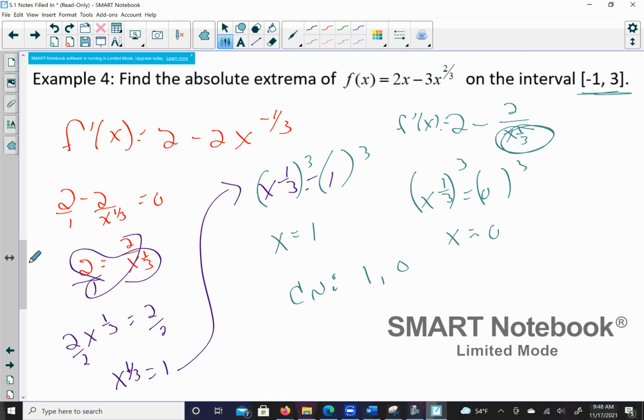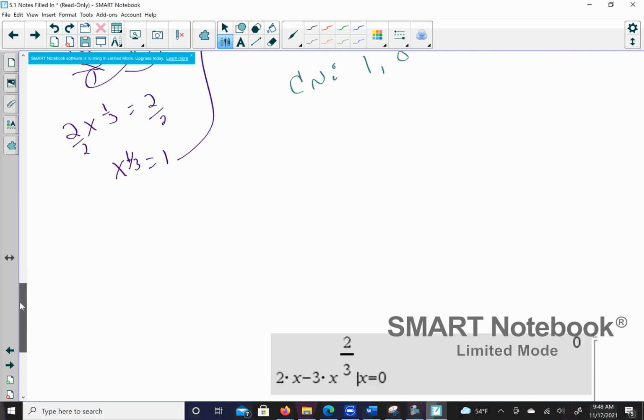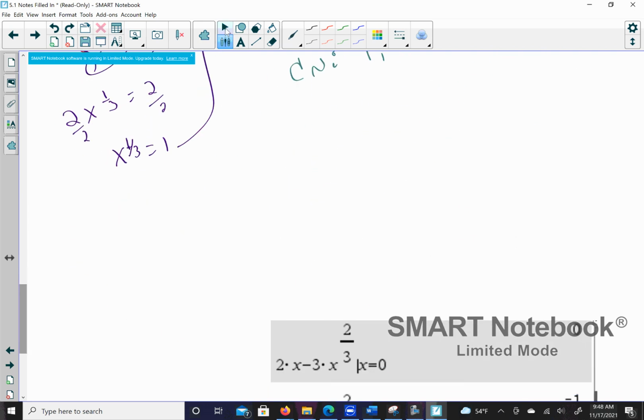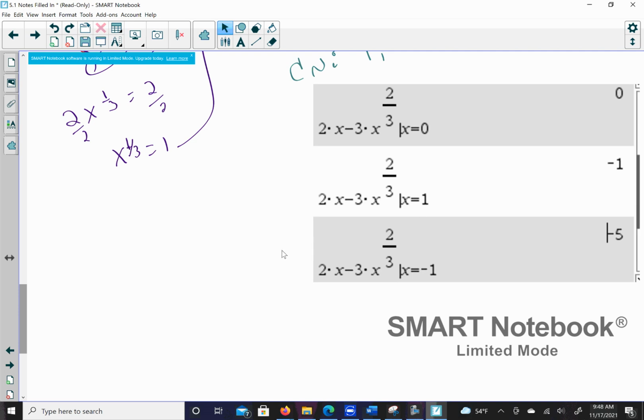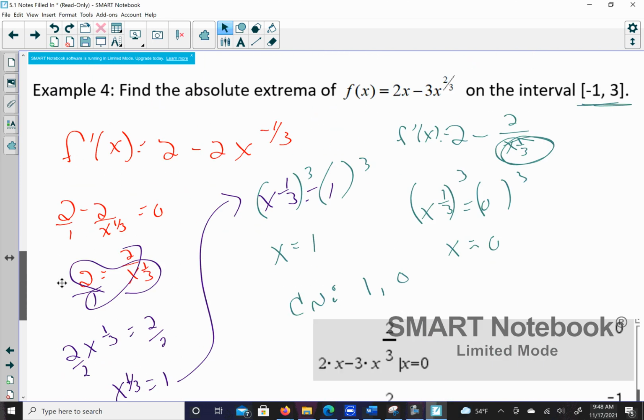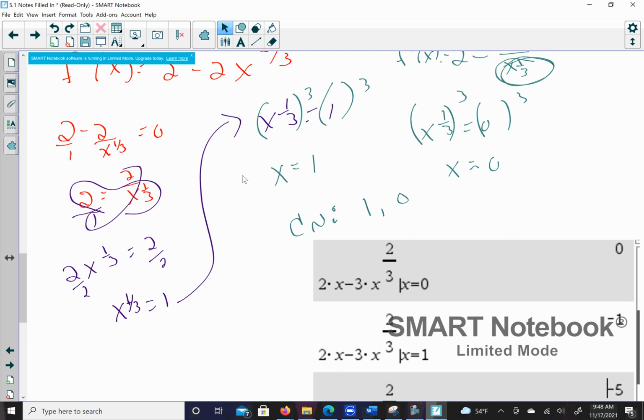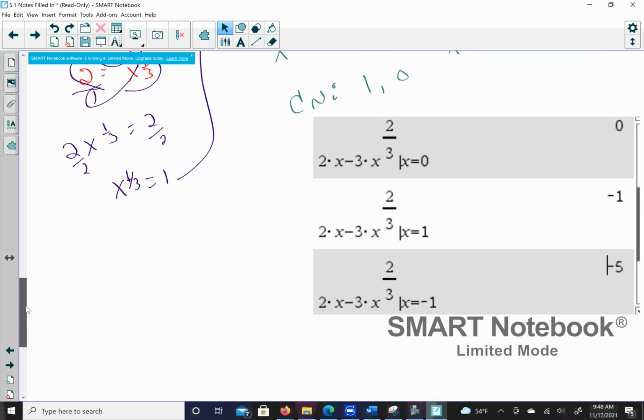So I again put that in my calculator, and when I did that, I got these values. And remember, you're putting it into the original function. You're not putting it into the derivative. Because if you put it into the derivative, you should definitely get 0 for 1, and you should get undefined for that one. So when I put it in, I have these values.